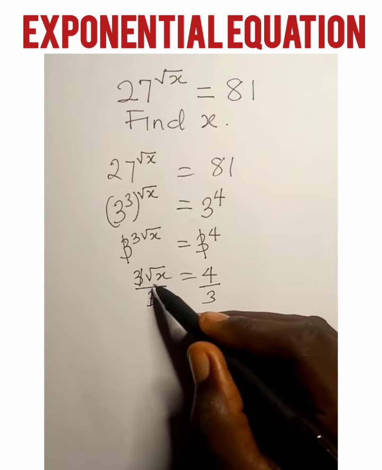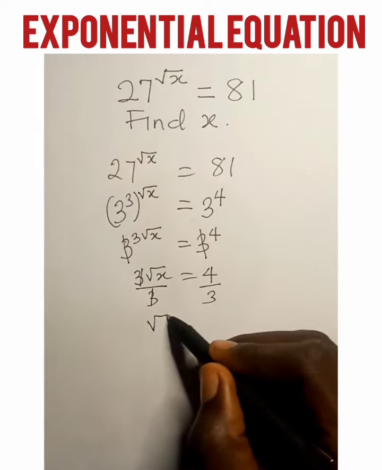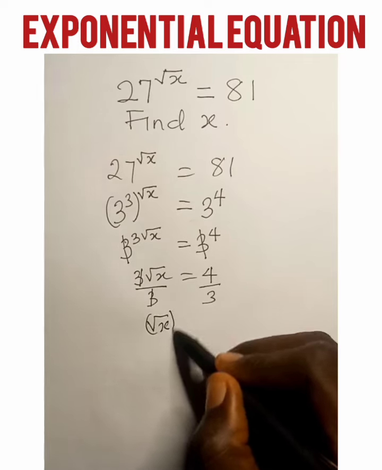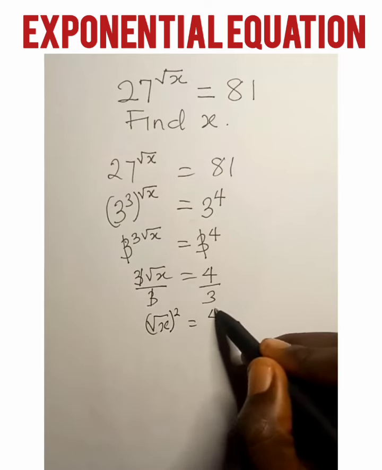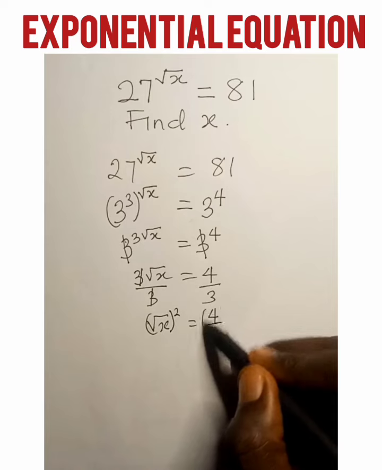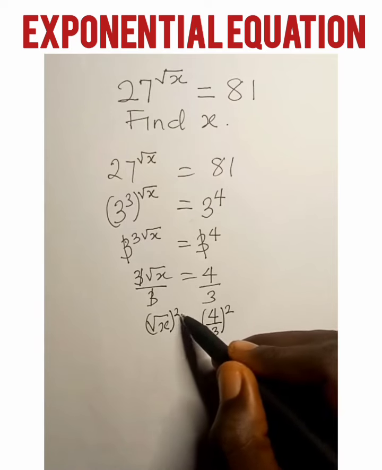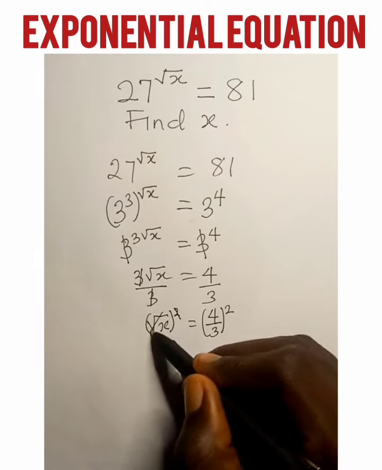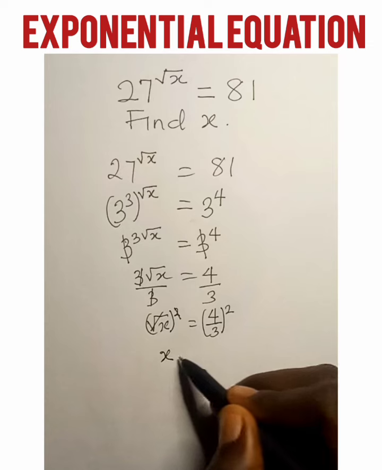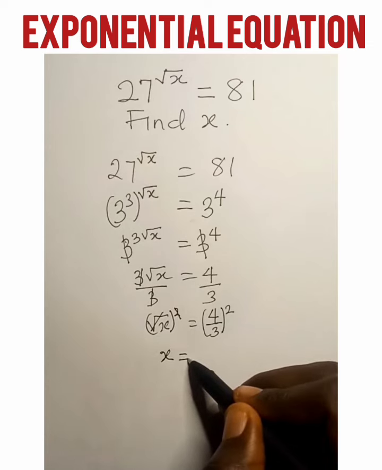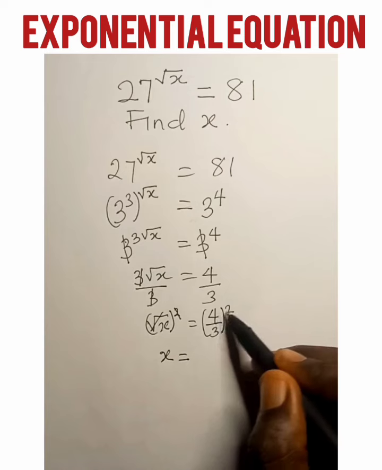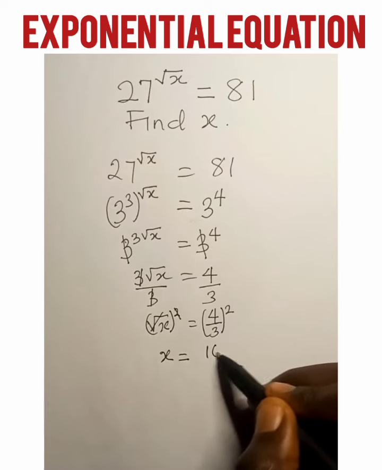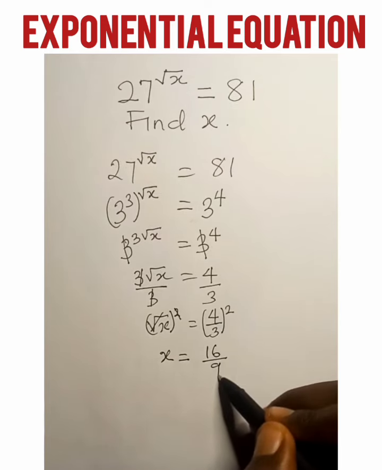We square both sides. So we're going to have, we square here, and we also square this side. We square here as well. So this square, we cancel the roots. I'm left with x equal to. Then here square this, so I'm going to have 16 over 9, and this is our answer.